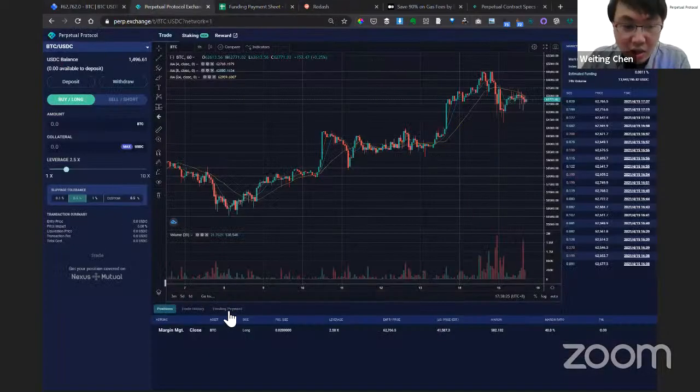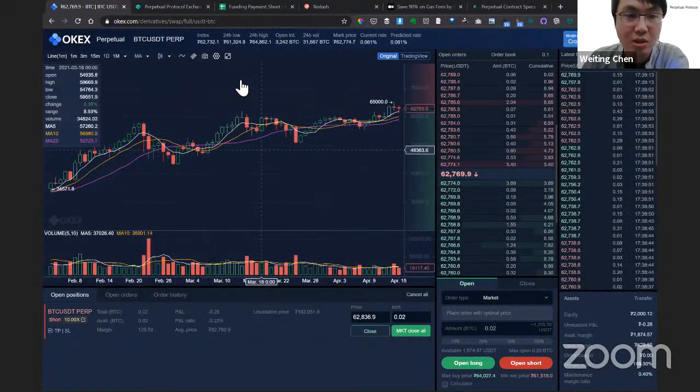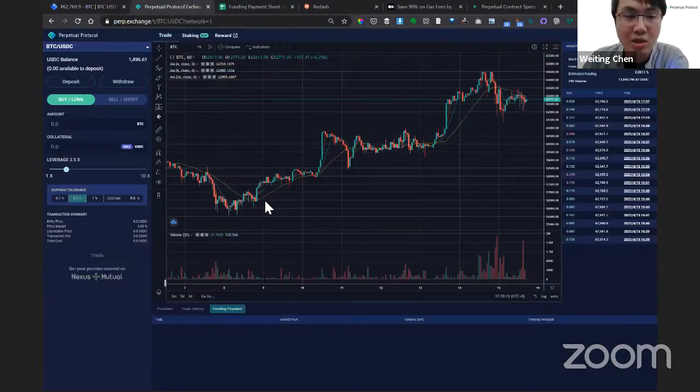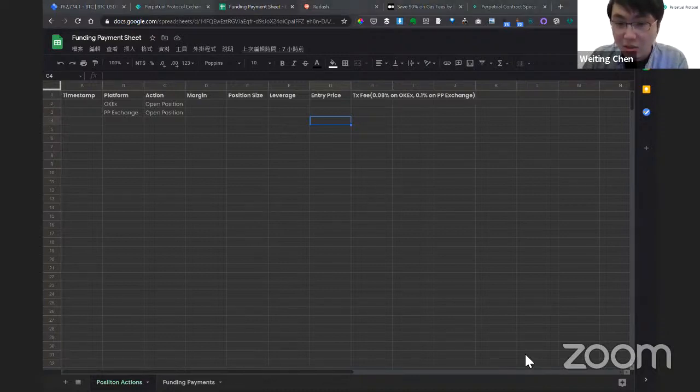And then if you go to Perp exchange, there's a tab called funding payment. So once per hour, you can see how much money you get paid for opening a long position on Perp exchange. And there's the same thing on OKEx too. By doing this calculation and recording it, you have a better sense of how the market is going right now. So let's go back to our slides over here. And I believe I need to switch to my slides.